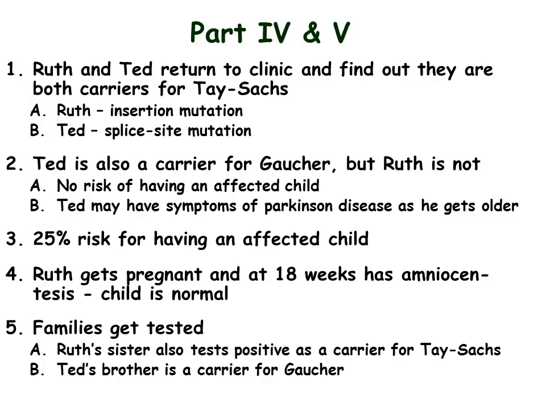Families get tested, and what do they find? Well, Ruth's sister also tests positive as a carrier for Tay-Sachs, and Ted's brother is also a carrier for Gaucher. So they all now are aware of it, and of course that will make prenatal diagnosis easier. This will make it easier for them to deal with the situation should they have an affected child.